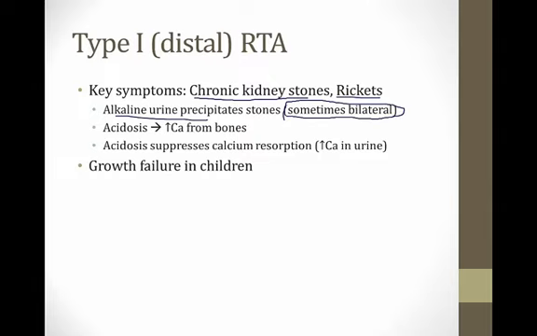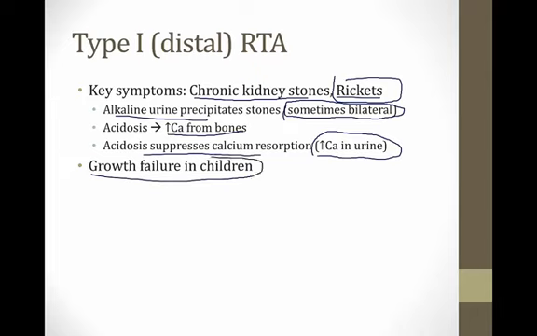The acidosis increases the calcium resorption from bones, and this leads to calcium in the urine, which leads to kidney stones. The acidosis also suppresses calcium resorption, so this even more leads to calcium in urine. And then all this calcium resorption from bones can lead to rickets, which is essentially a bone demineralization problem. And then children who have a type 1 RTA, and it's sometimes inherited, will have growth failure, and this is a result of the bone problems related to RTA.